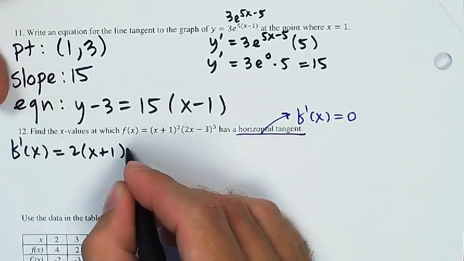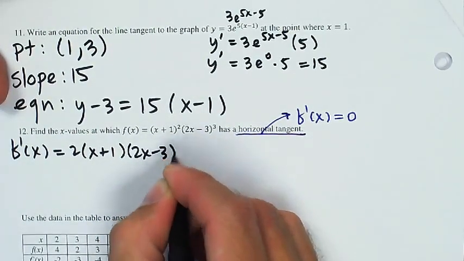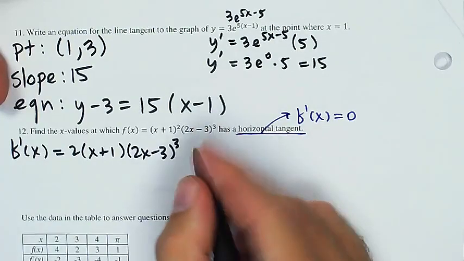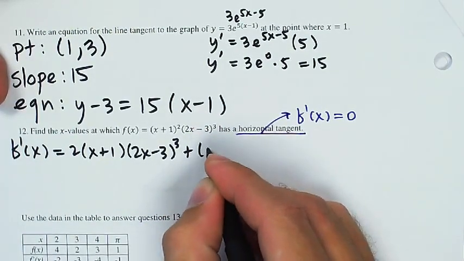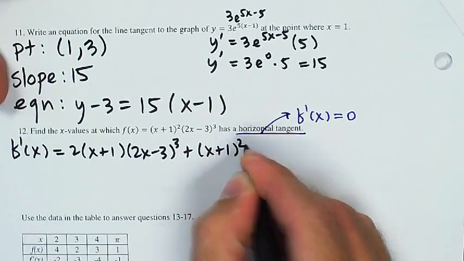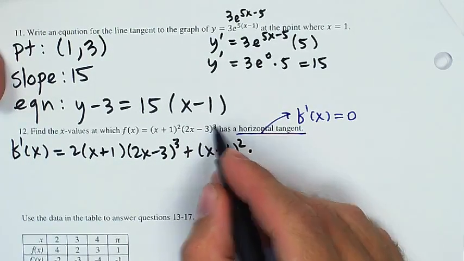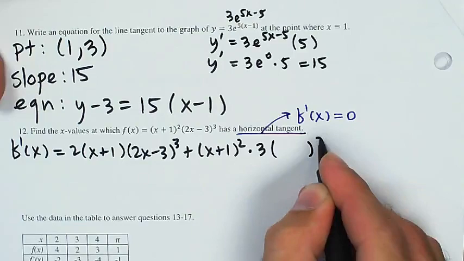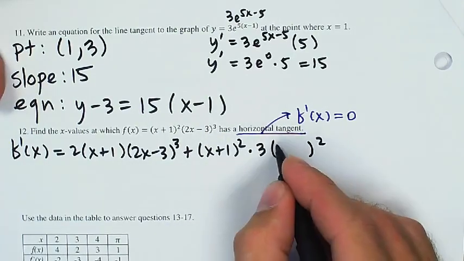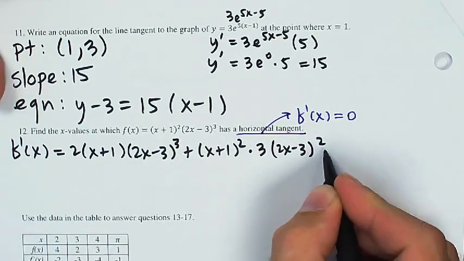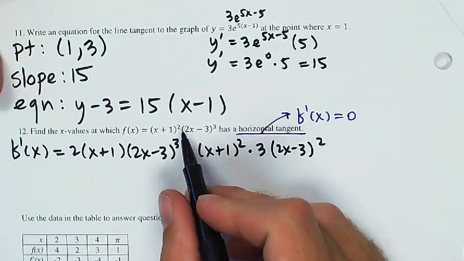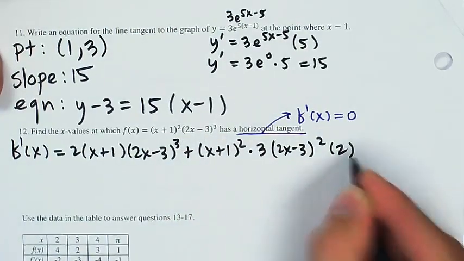Okay, and I need to leave (2x minus 3) cubed the same. Now I'm going to add in, leaving (x plus 1) squared the same. I'm going to have to multiply by the derivative of this thing. Well, that's going to be 3 times that thing squared. And then I'm going to have to multiply by the derivative of the inside, which is 2 minus 0. That's going to be another 2.